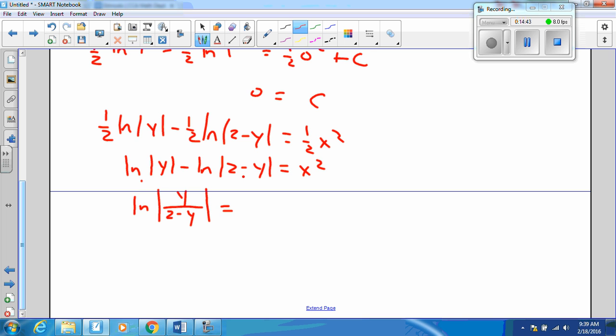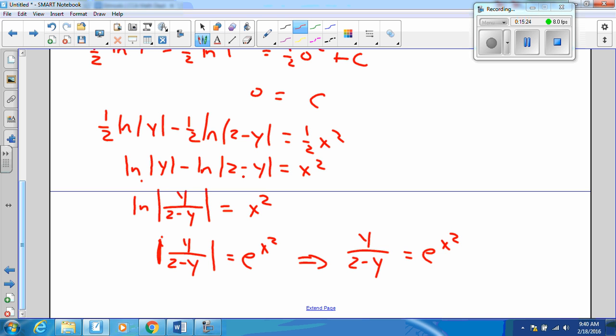And now we use log properties to combine, so that we have a single log on both sides. Raise e to both sides. And get this. So now we have our branch choice. Do I want to take the positive or the negative value of y over 2 minus y? Well, we did branch choice by considering the initial condition, y is equal to 1, which gives me a positive value here when x is equal to 0, which is a positive value there. So that means that we're going to take the positive branch of our curve, just like that.